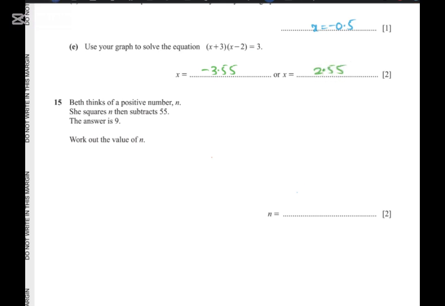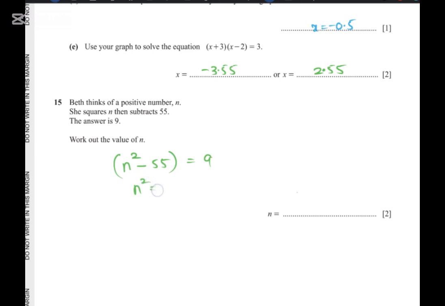So this is question number 14 done. Question number 15. Beth thinks of a positive number n. She squares n, then subtracts 55. The answer is 9. Work out the value of n. So let us make an equation using this given information. She takes a number, squares it, subtracts 55 from it, and the answer is 9. So we need to find the value of n here.